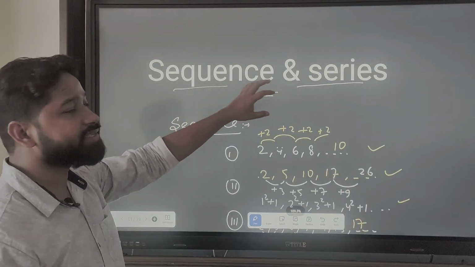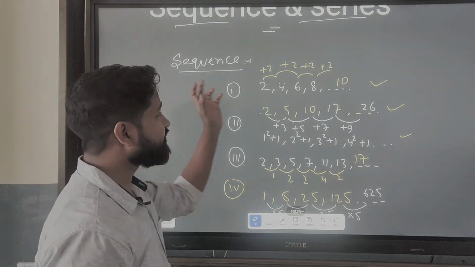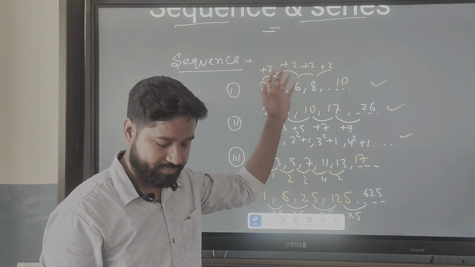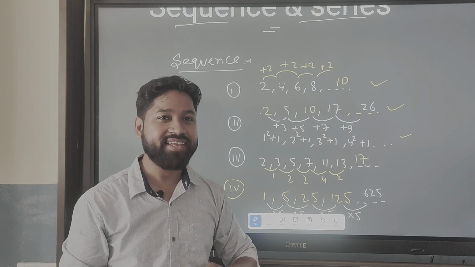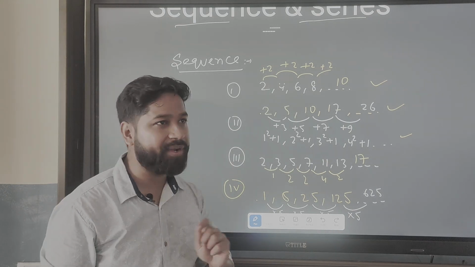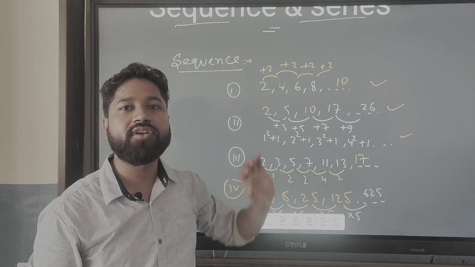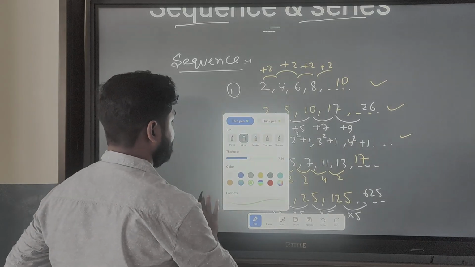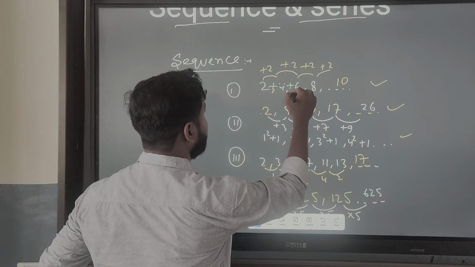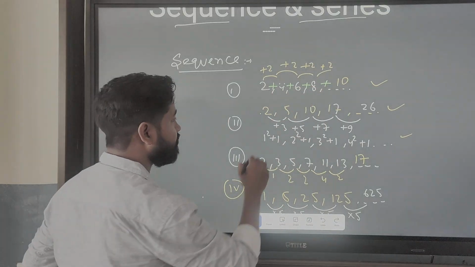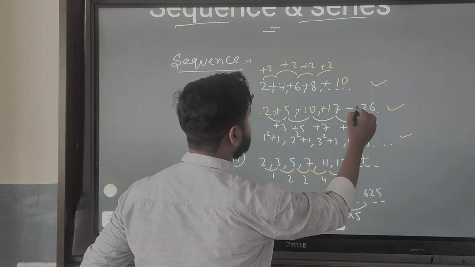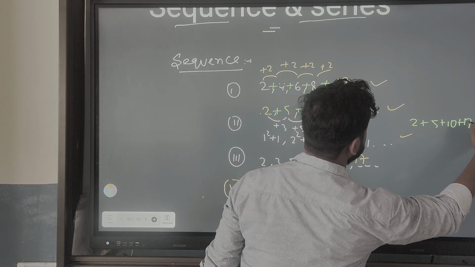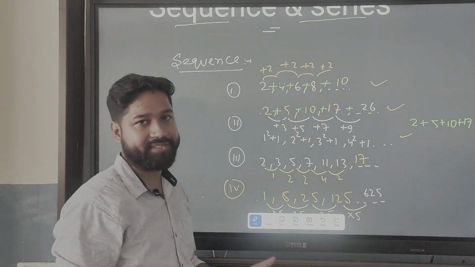Now we'll come to the next part. There is one more thing, that is series. See students, series is not a big thing. It's just the same as a sequence. We know the sequence: numbers which follow some kind of pattern. If we put a plus sign into a sequence, that will become a series. If you write 2 plus 5 plus 10 plus 17, that becomes a series. Is it clear, students?